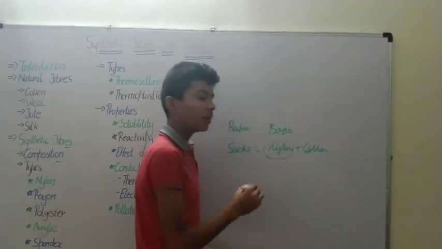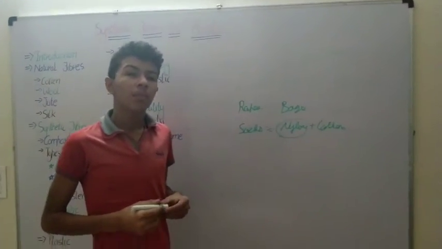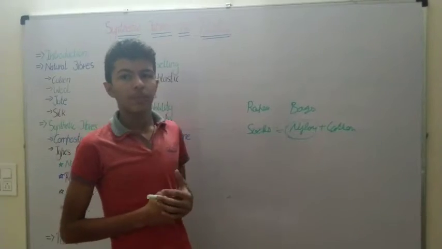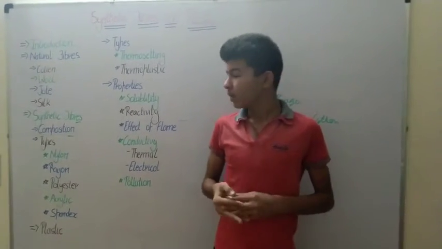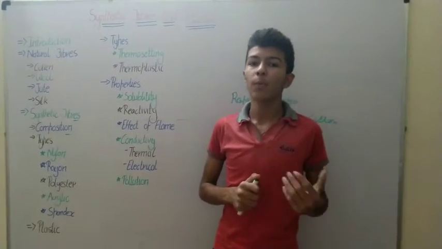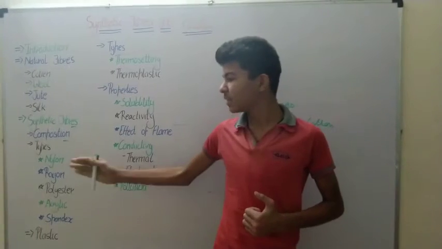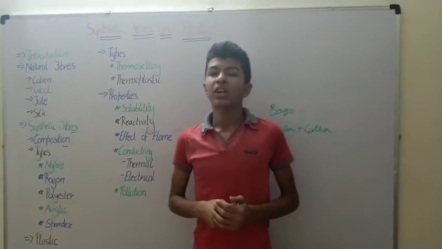The elasticity of the socks comes from the nylon, and it is also used to make toothbrushes. Now the next is the rayon. The rayon is called the synthetic silk, because it has the same properties as silk. So what is the rayon?